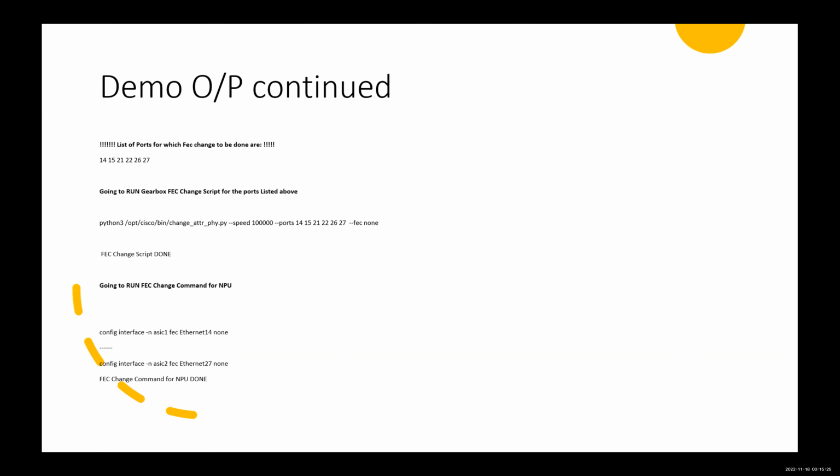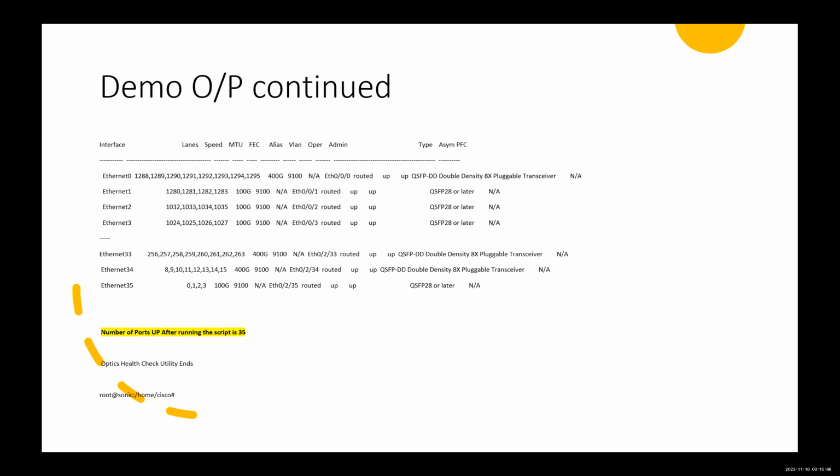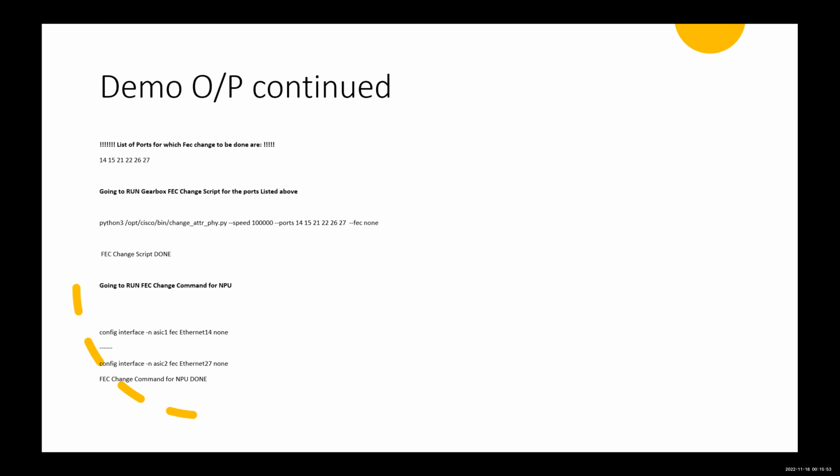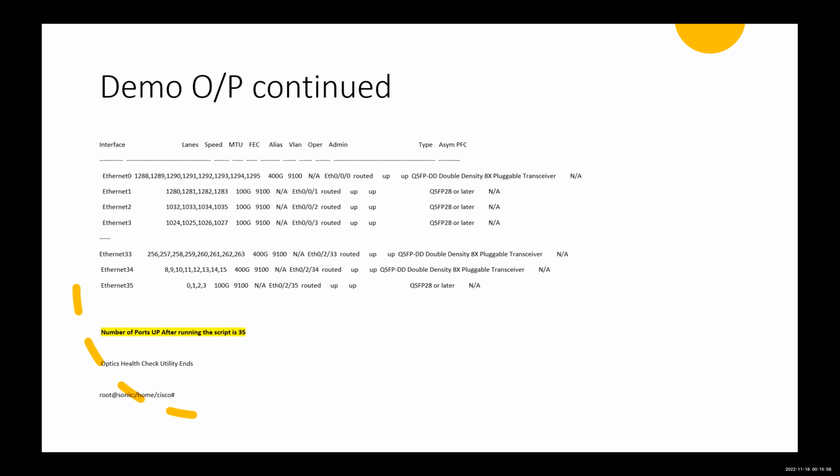And we need to take the corrective action as well. You can see that we are applying the fake change for these ports on the GB syncd side as well as on the syncd side. After all this, we are going to save the config and do a config load to apply all of them together. At the end, you can see the number of up ports after the script is 35, which was initially 0.